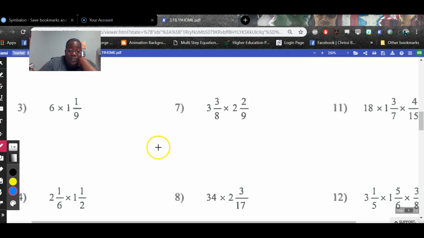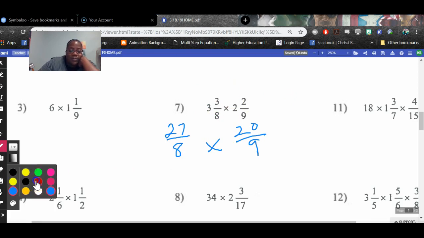So I'm going to now move on to number 7, okay? I'm going to first change to an improper. 3 times 8 is 24. Plus 3, 24, 25, 26, 27. So that's going to be 27 over 8. 2 times 9 is 18, 19, 20. And I got 20 over 9. Okay? So let's see. 9 times 2 is 18, 19, 20. Yep, we're good. And then 24, 5 times 6, we're good.